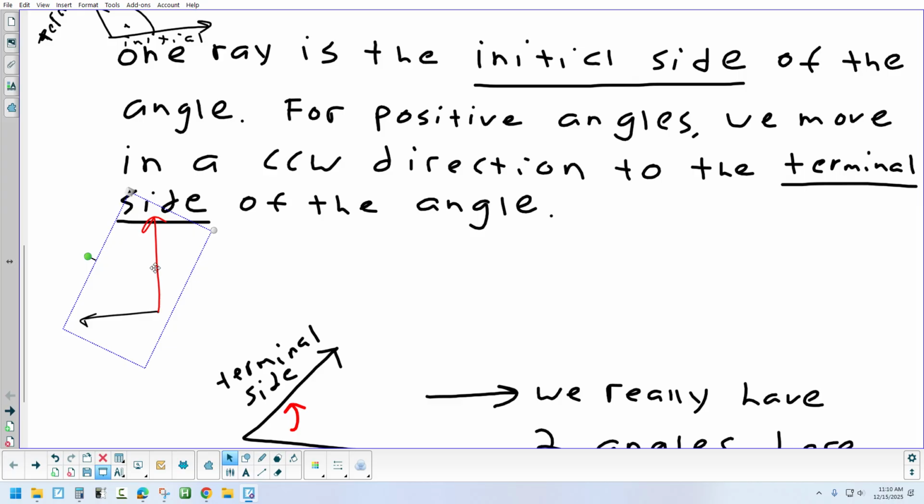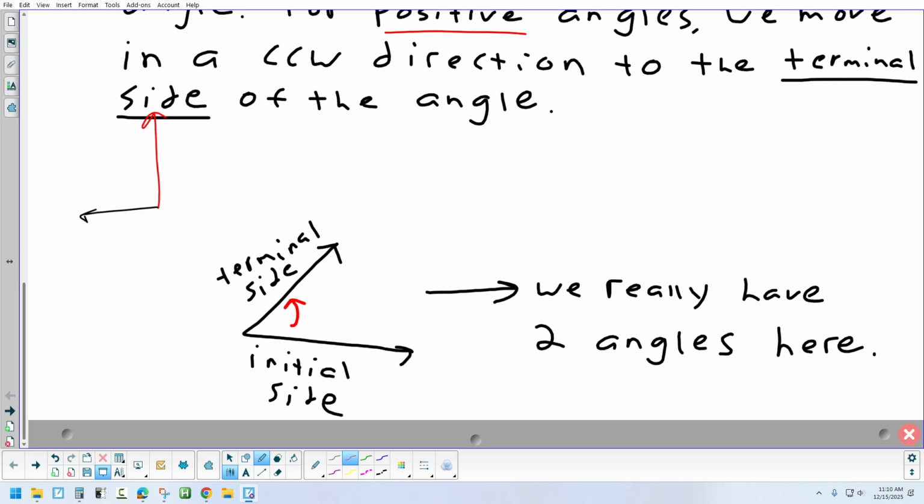So there are different ways that we can rotate. We can rotate in a counterclockwise direction. And what do you think the other direction would be? Yep, clockwise. And the direction that you rotate when you're measuring an angle is going to control whether it's positive or negative. So let me show you a picture of that.